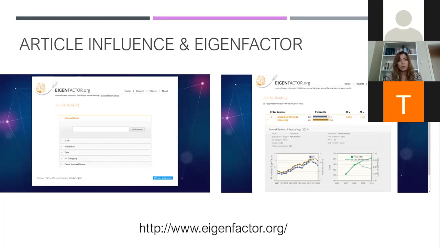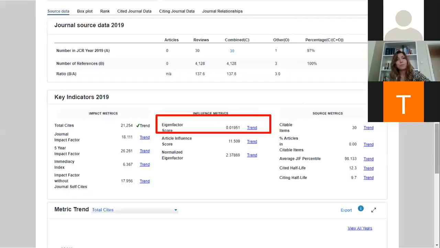So you can search these scores if you need them for a journal through the website Eigenfactor.org. Meanwhile, the article influence score and Eigenfactor of a journal can be found in the Journal Citation Reports as key indicators as well.